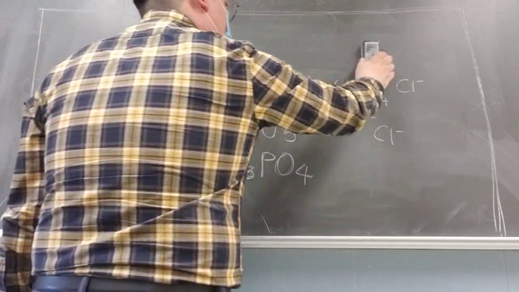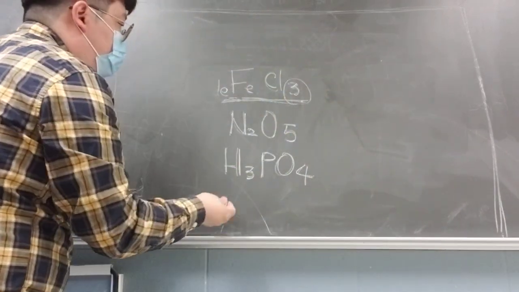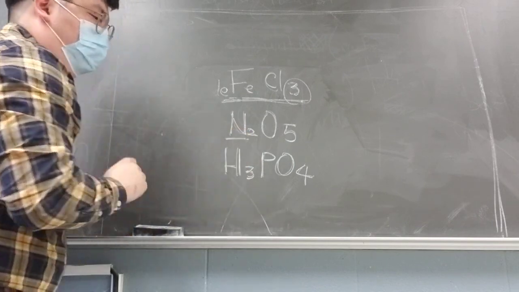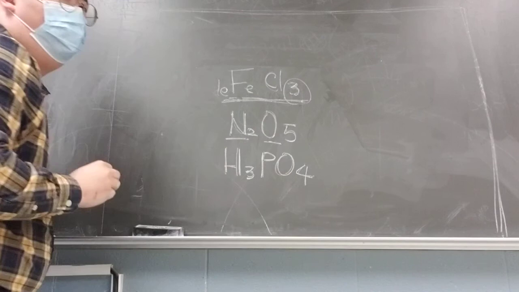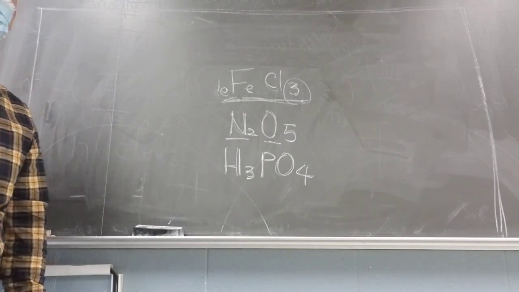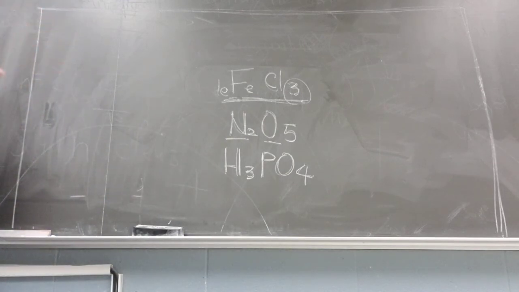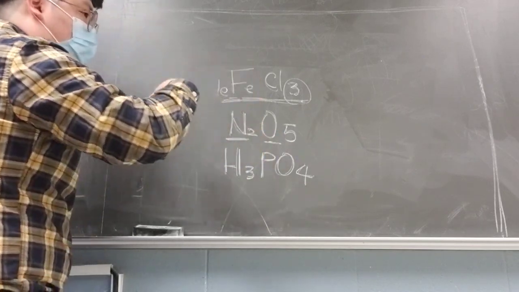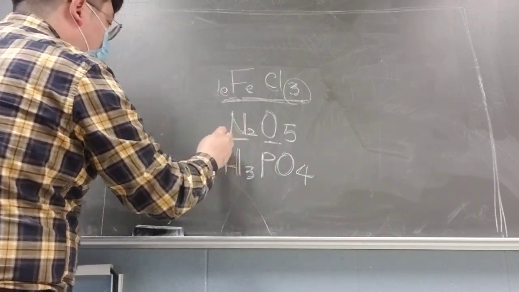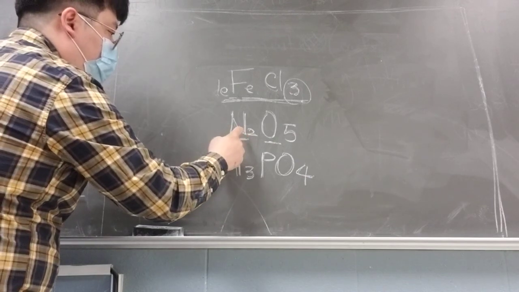All right. So this one, nitrogen is a non-metal. It's on the right side of the periodic table. Oxygen is also a non-metal. So it's non-metal to non-metal, and non-metal to non-metal, they make the molecular bond. So when they make a molecular compound, you just need to number each.